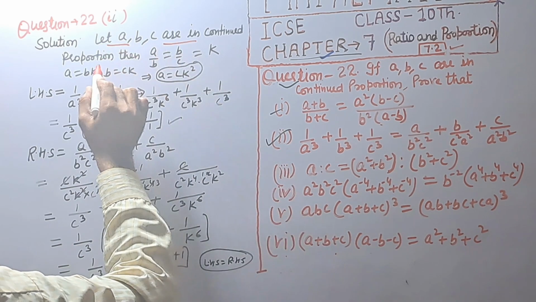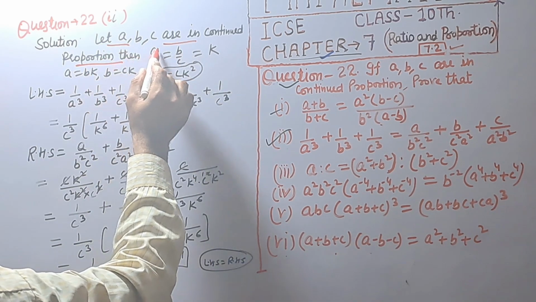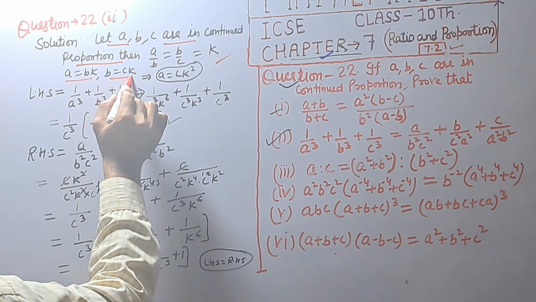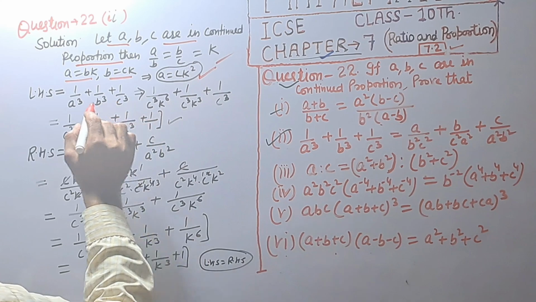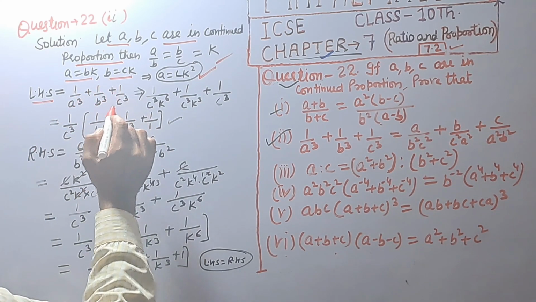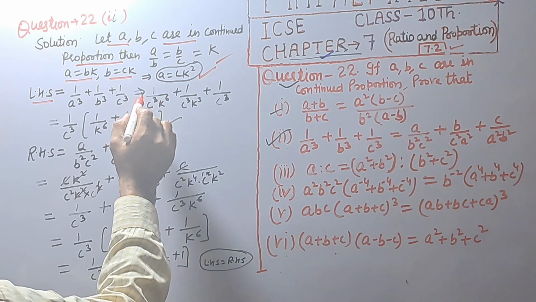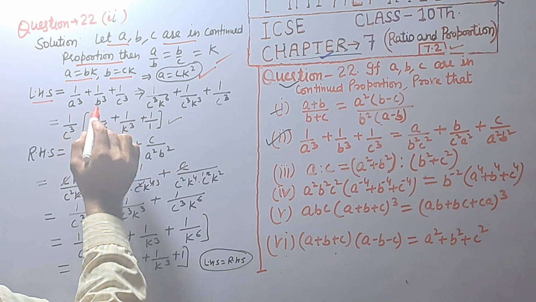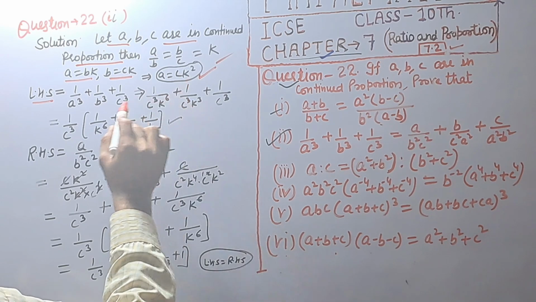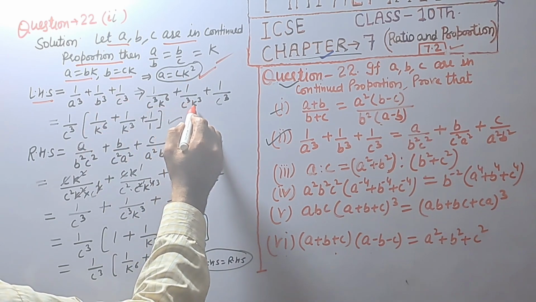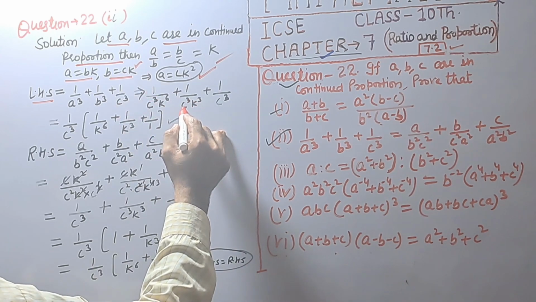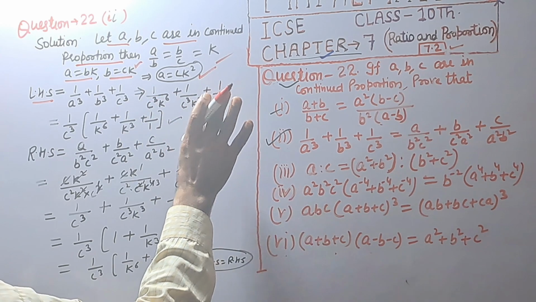Let a, b, c are in continued proportion, a upon b equal to b upon c, that is equal to k. a is equal to bk, b is equal to ck, a is equal to ck square. Left hand side: 1 upon a cube plus 1 upon b cube plus 1 upon c cube, which implies 1 upon a cube, that is c raised to power 3 k raised to power 6, plus 1 upon b cube, c raised to power 3 k raised to power 3. b is equal to ck, b cube will be c cube k cube, plus 1 upon c cube as it is.